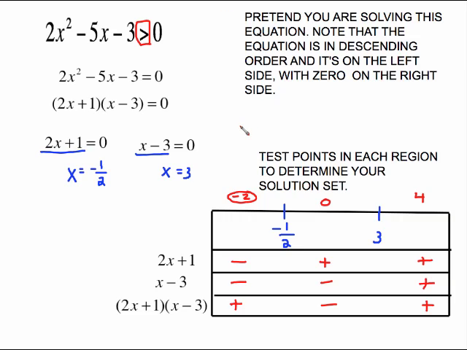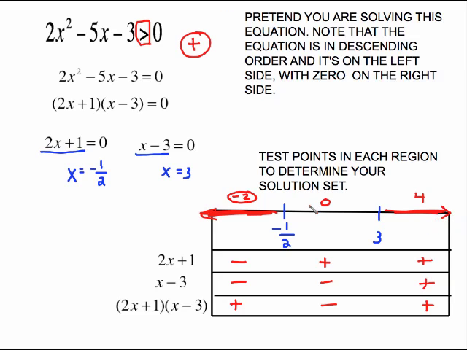The values that are greater than 0 are your positive values. So I'm going to shade the regions that have a positive on them. This is positive. That means this region is going to get shaded. And this is a positive. This region is going to get shaded.